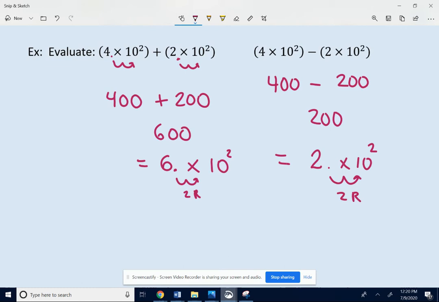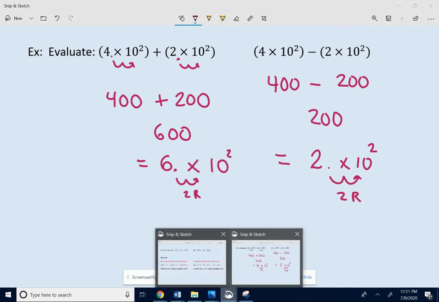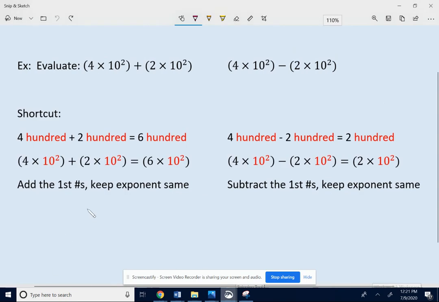So the longer way to add or subtract in scientific notation: put them both in standard form, add or subtract them together, and then put the answer back into scientific notation. The shortcut I'm going to show you only works if the exponents are the same. So the shortcut.